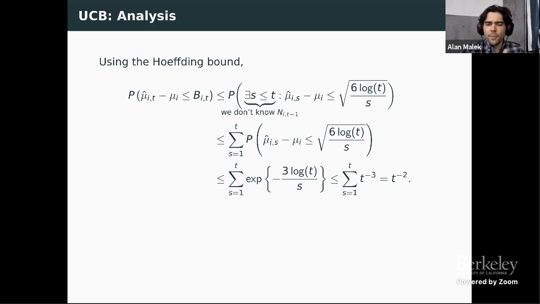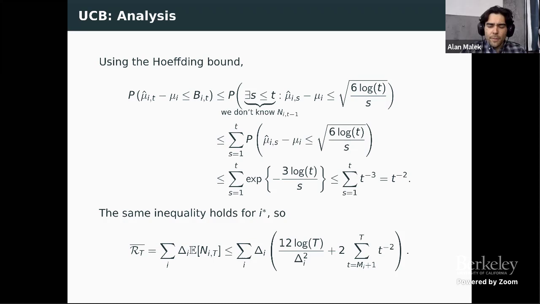So when we do that, like I promised earlier, we bounded this expectation, we shoved it back into our regret decomposition, and we get that the regret is upper bounded by the sum over arms of the gap of arm i plus two log T over delta_i squared, plus lower order stuff we don't care about.